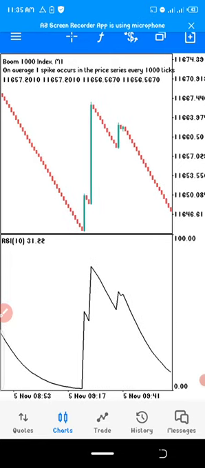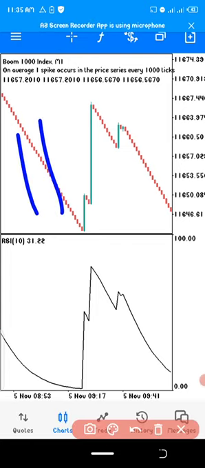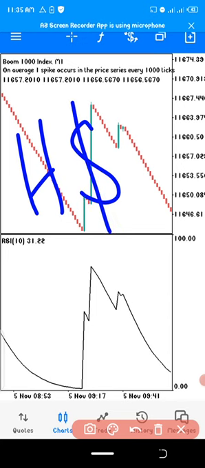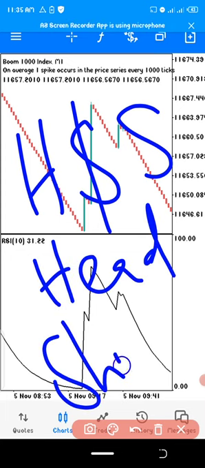Now for today's tutorial, I'll be showing you guys how to use a certain chart pattern I call the head and shoulders. It is the head and the shoulders.